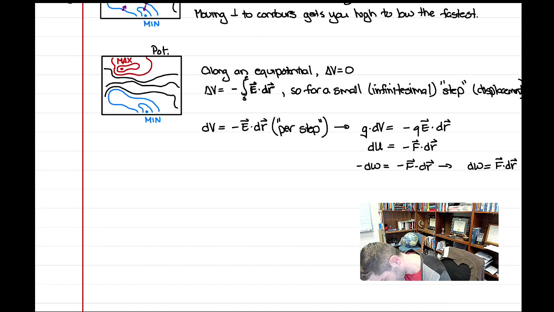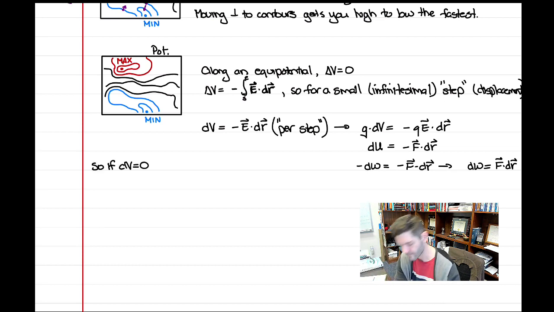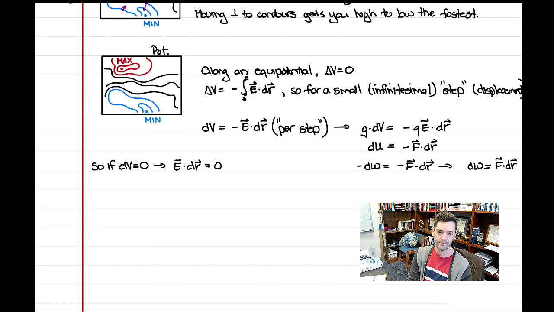So if dV is 0, i.e. you take a step along an equipotential line, that suggests that E dot dr is 0. So it could mean one of those is 0 or both are 0. But again, we're talking about we took a step, so the dr is not what's 0. That doesn't mean E is 0. Right? Obviously that's a way to do it. If there's no electric field, of course, there's nothing to do work.